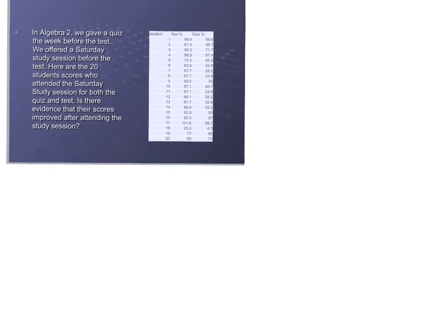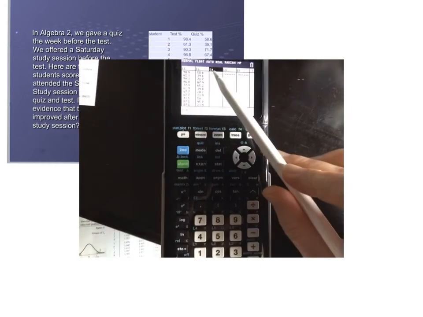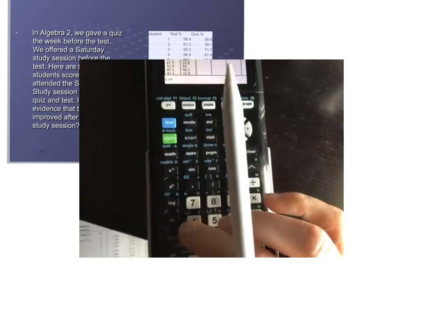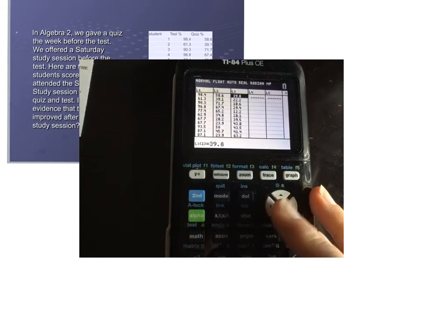So we put that in your calculator, and then here's my calculator. In list 3, I'm going to do L1 minus L2. So second L1, oops, that's not L1, second L1 minus second L2. Okay, that's going to be positive numbers, and a positive would mean an increase in score.